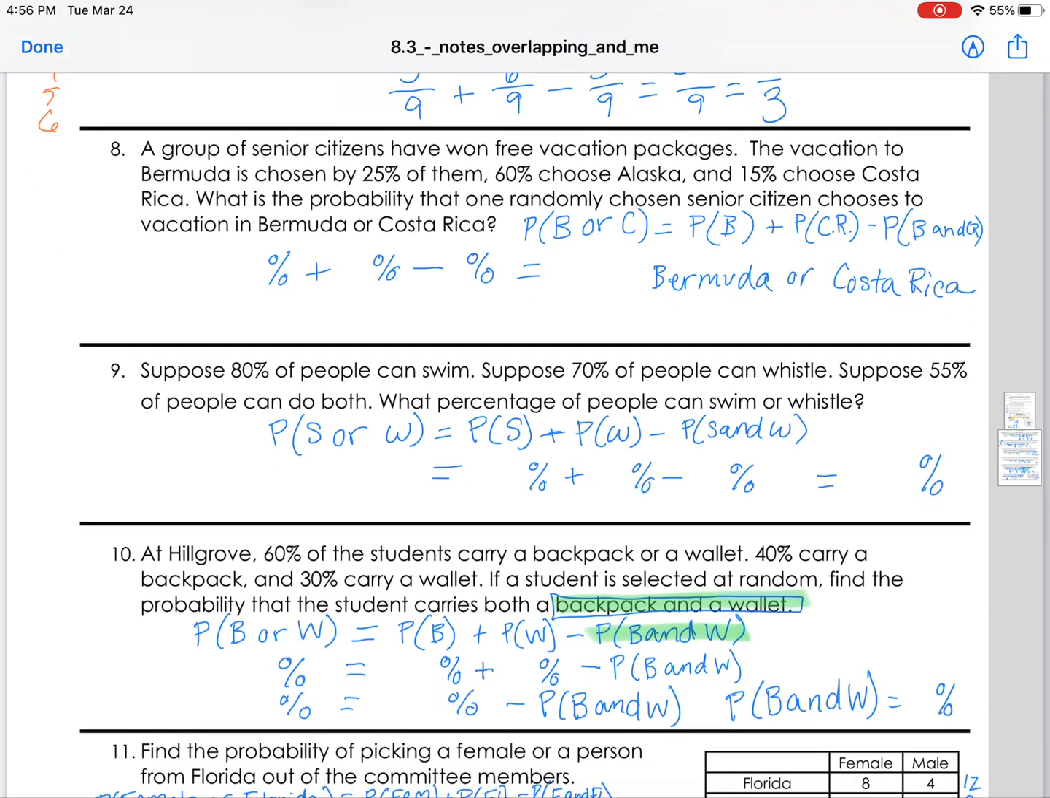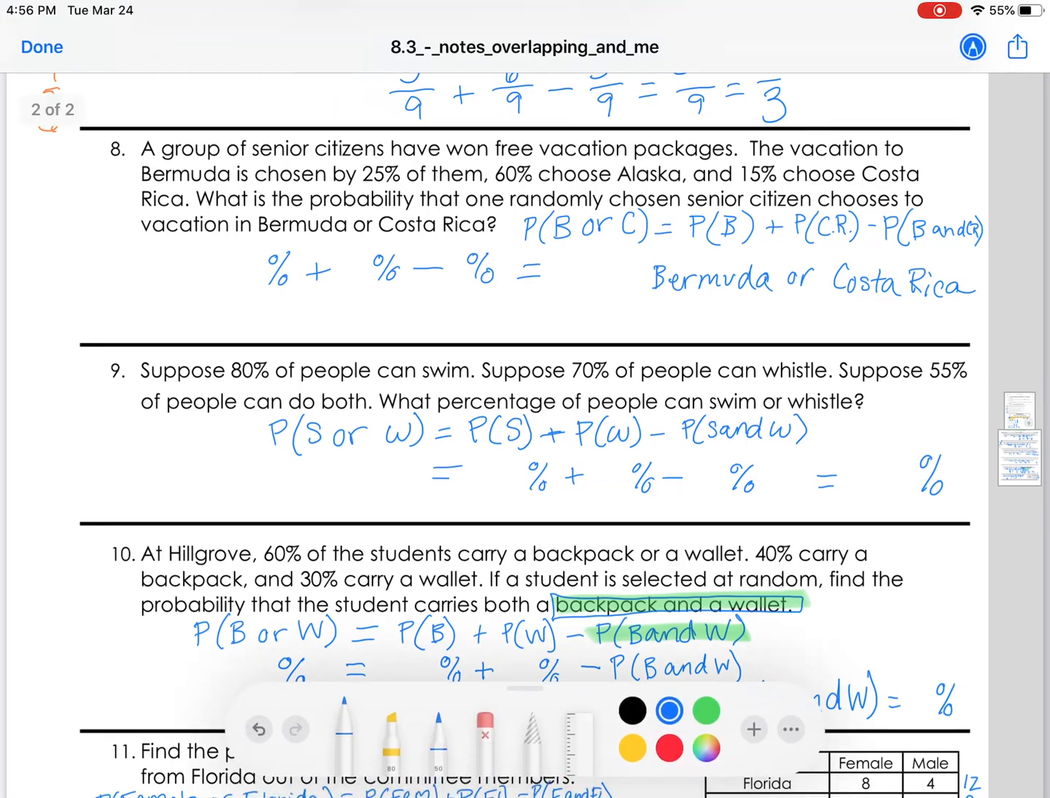All right, number 8 deals with percentages, but it's still basically the same, okay? So, a group of senior citizens have won free vacation packages. You can vacation to Bermuda. It's chosen 25% of them. 60% choose Alaska, 15% choose Costa Rica. What's the probability that one randomly chosen senior citizen chooses to vacation in Bermuda or Costa Rica?